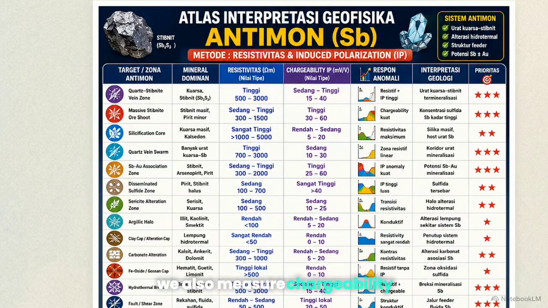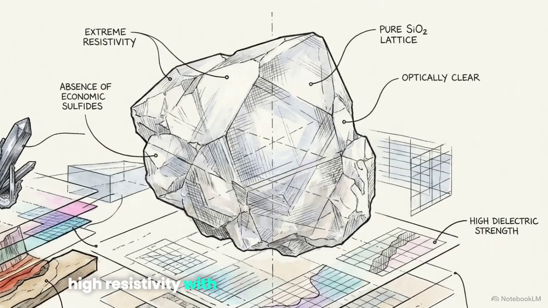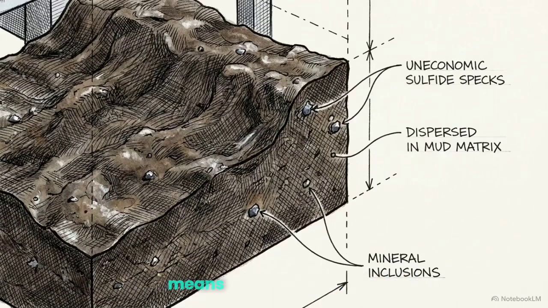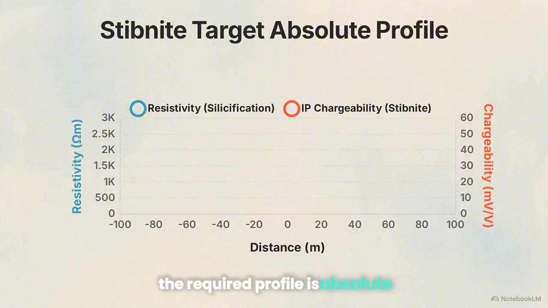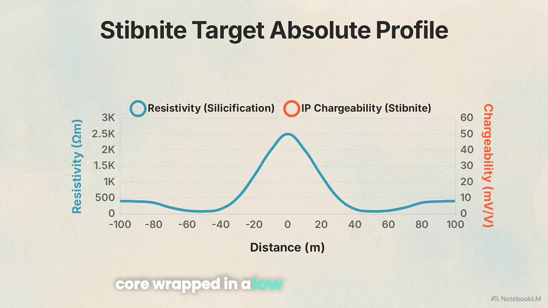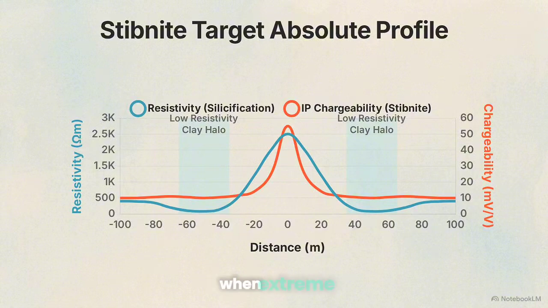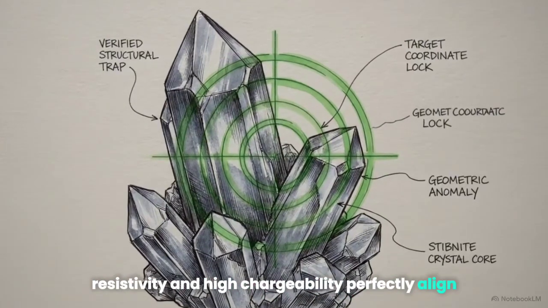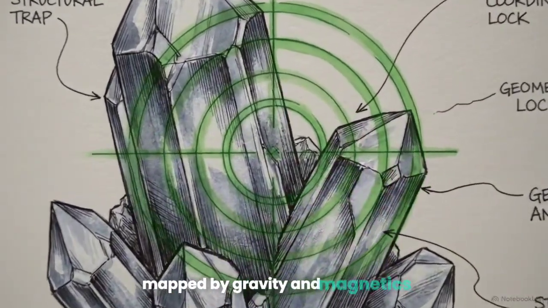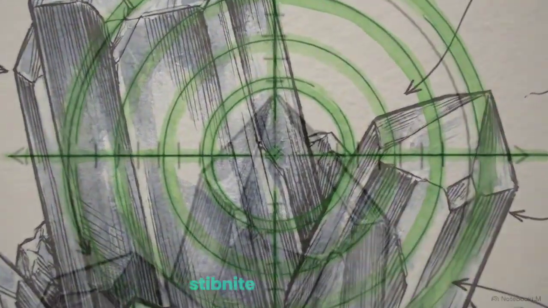We also measure chargeability. Sulfides act like capacitors, holding the charge to create an elevated IP signature between 30 and 60 millivolts. These two metrics must intersect. High resistivity with no chargeability means you found sterile quartz. High chargeability with low resistivity means you found scattered, uneconomic sulfides trapped in wet clay. The required profile is absolute: a highly resistive core wrapped in a low resistivity clay halo, punctuated by a central spike in IP chargeability. When extreme resistivity and high chargeability perfectly align within the structural trap, mapped by gravity and magnetics, the probability of encountering massive stibnite is maximized.